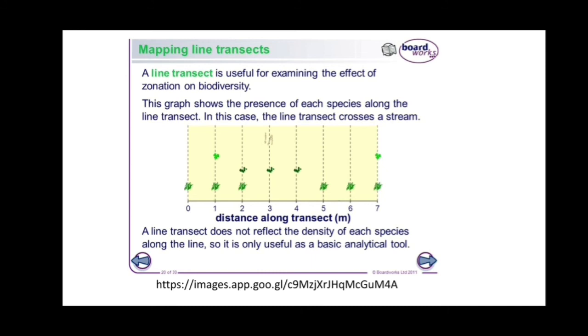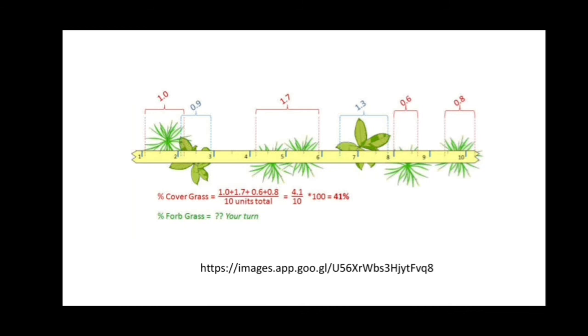In this case, the line transect crosses a stream. Distance along the transect is measured in meters. A line transect does not reflect the density of each species along the line. It is only useful as a basic analytical tool. You can see this is the line transect.